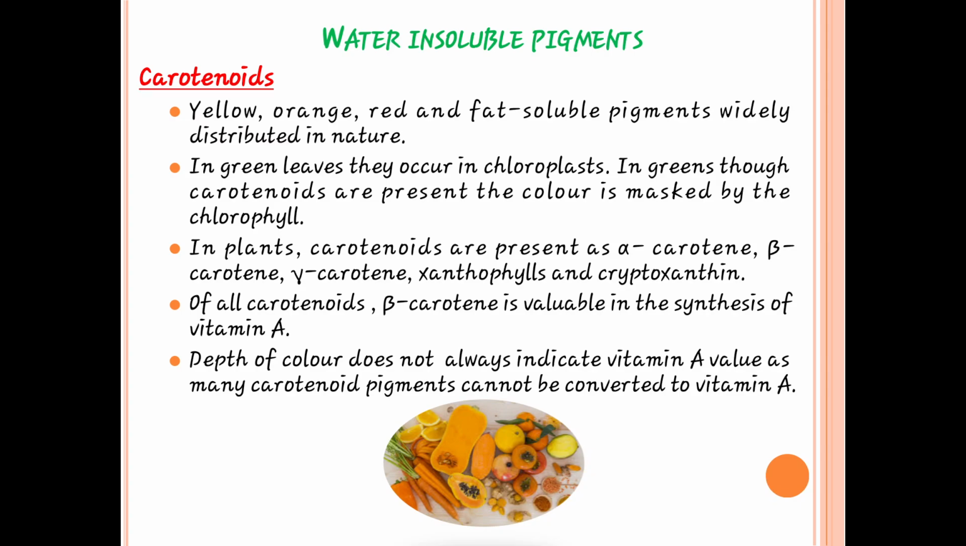Depth of color does not always indicate the vitamin A value, as many carotenoid pigments cannot be converted into the form of vitamin A. So here beta carotene is responsible for conversion to vitamin A when compared to other carotenoids, especially gamma carotene and alpha carotene.